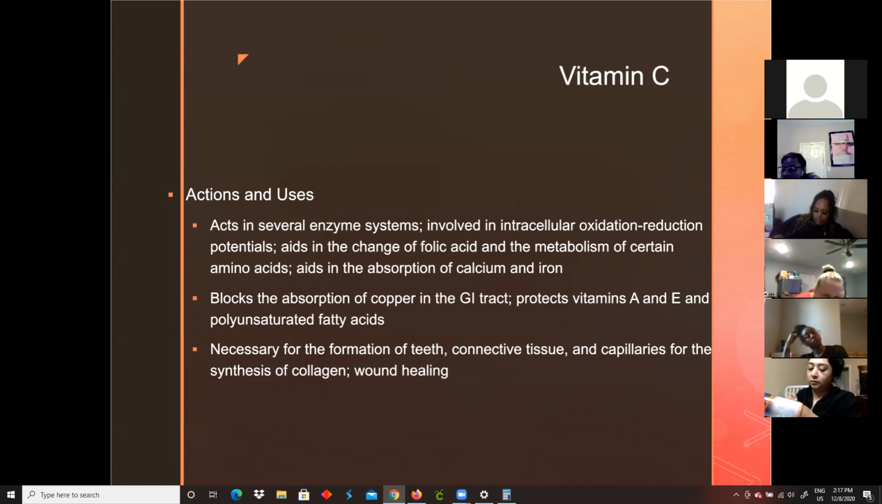What foods are rich in vitamin C? Strawberries, oranges, limes, any of those. Anything citrus fruit? Citrusy. Any citrusy, tomatoes.